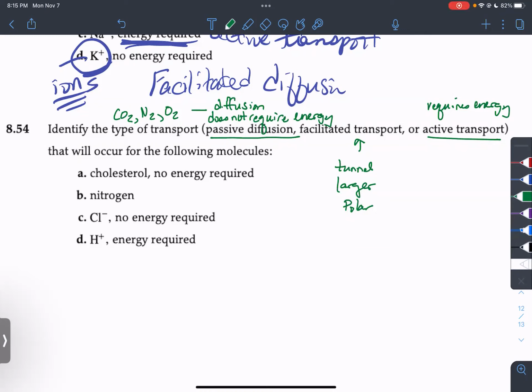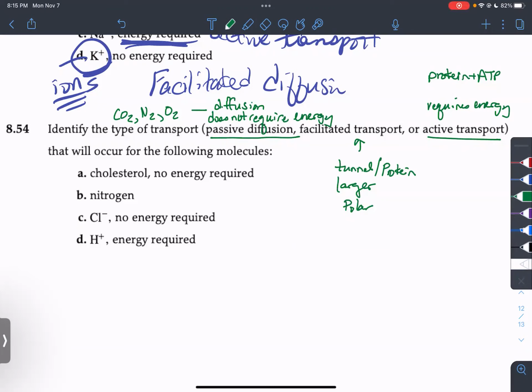So active transport. This is usually a protein that helps this molecule get across the membrane, and it uses energy like in the form of ATP. So you need some kind of protein plus ATP for active transport. For facilitated transport, you need a tunnel protein, right? And it'll transport things that are larger or polar. And then passive diffusion, you don't need anything. It'll move all by itself.